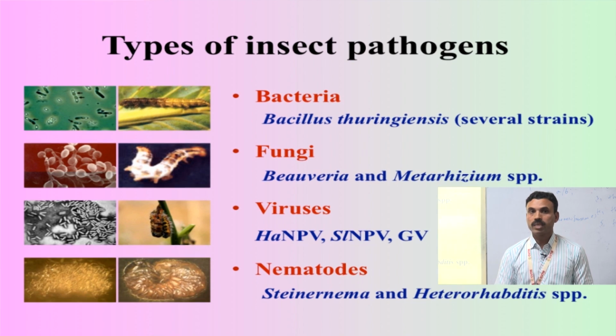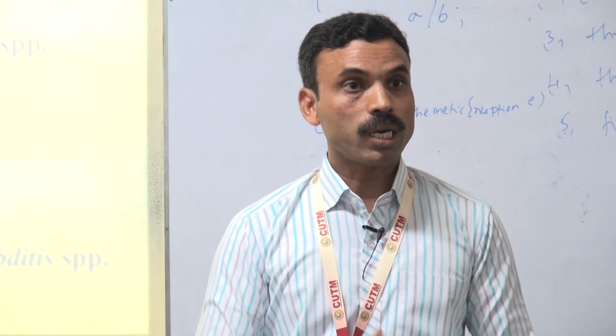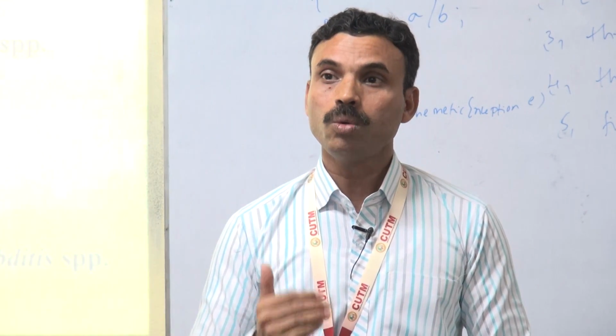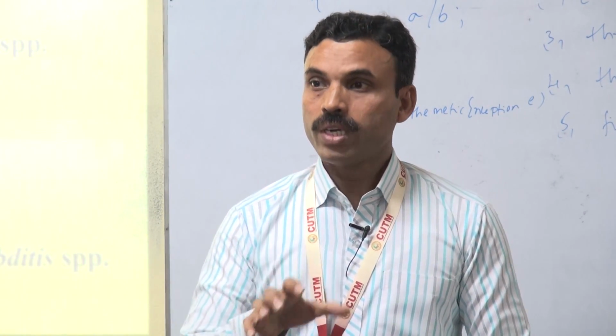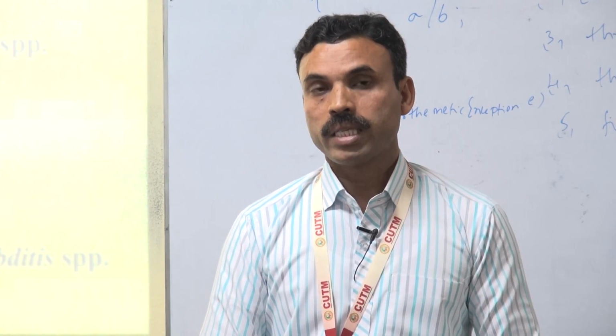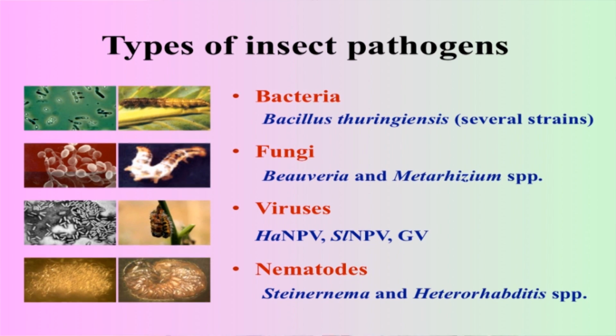Then second is fungi. The genera included are Beauveria and Metarhizium. The third category is viruses, and these viruses are very specific. Here we have given two examples: one is Helicoverpa armigera nucleopolyhedrovirus, the second is Spodoptera litura nucleopolyhedrovirus, and the third category is granulovirus. In the category of nematodes, these are different from the plant parasitic nematodes, which are harmful to plants. These nematodes are entomopathogenic; they kill and feed on the insects.